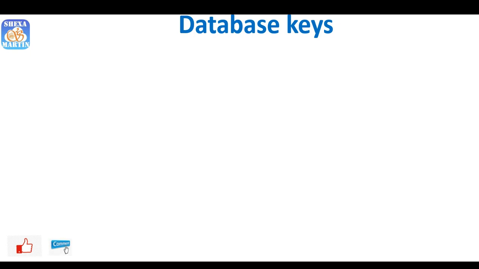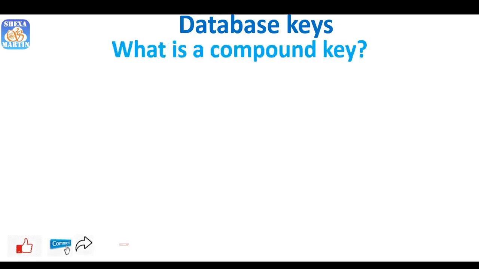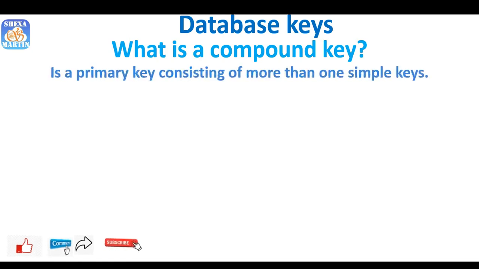Right, we now want to talk about compound key. So we said a simple key is a primary key which uses only one field, and now we have a compound key. So a compound key is a primary key consisting of more than one simple key, but there's something that you need to note.